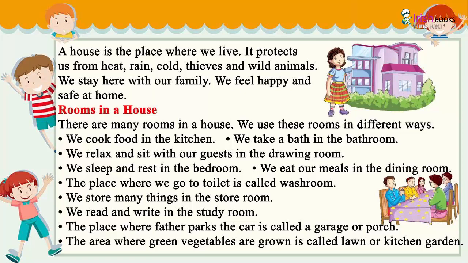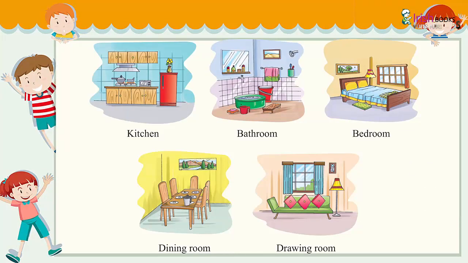The place where we go to toilet is called washroom. We store many things in the storeroom. We read and write in the study room. The place where father parks the car is called a garage or porch. The area where green vegetables are grown is called lawn or kitchen garden. Kitchen, bathroom, bedroom, dining room, drawing room.